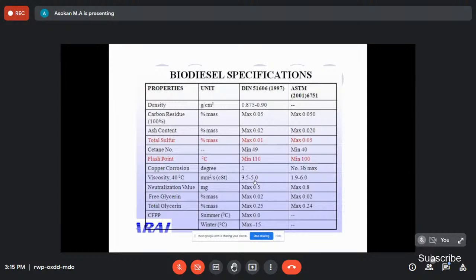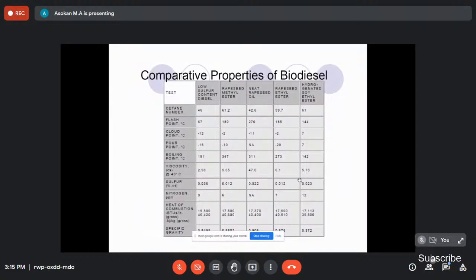The viscosity is 3.5 to 5 in the case of biodiesel, by the method DIN 51606. And the American Society for Testing and Materials viscosity is 1.9 to 6. Almost the biodiesel viscosities reach up to 6. Otherwise, we can mix it with diesel in a certain percentage, then it is almost equal to the diesel viscosity. Yeah, see, I'll show you.